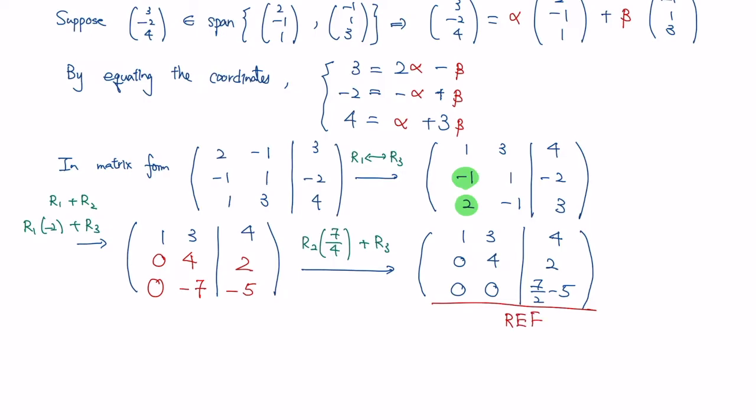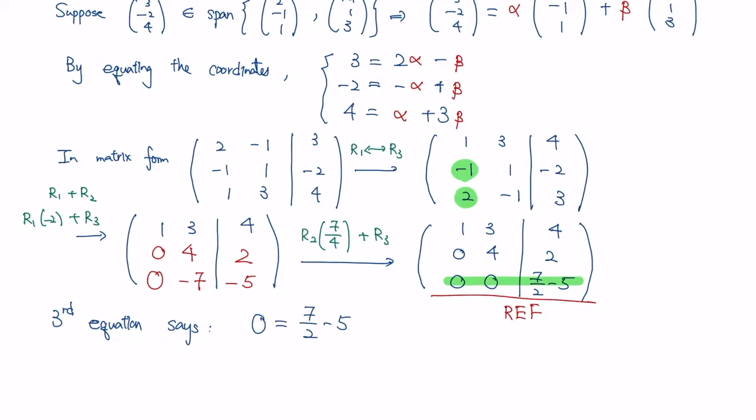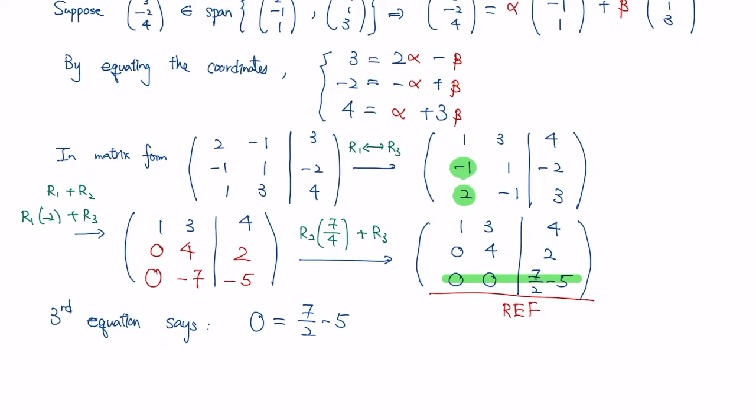But what is so special about this system is when you look at the third equation. What does it say? The left-hand side is 0 alpha plus 0 beta, which obviously means 0, equals 7/2 minus 5. Wait, is that possible? 0 equals 3.5 minus 5. This is impossible.